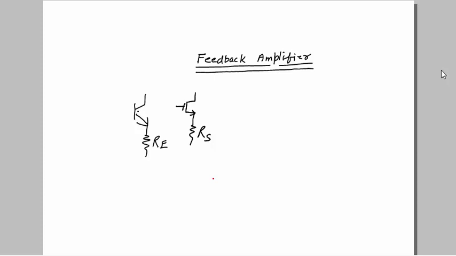By default we always talk about negative feedback, and here also we are going to see all the properties, benefits and uses of negative feedback. Positive feedback also has some use, like in oscillators. But here, by default, we will talk about negative feedback.